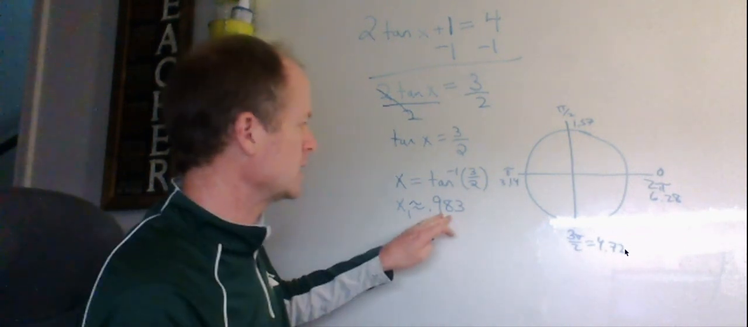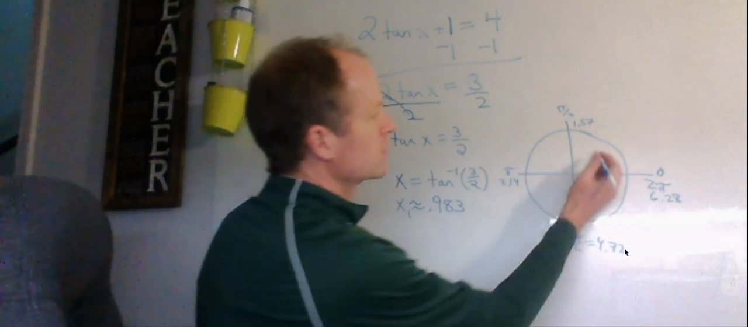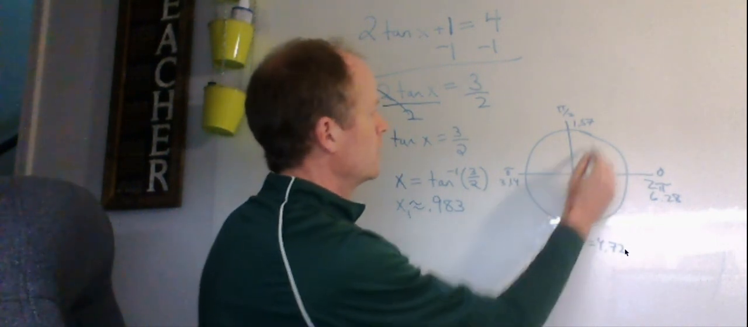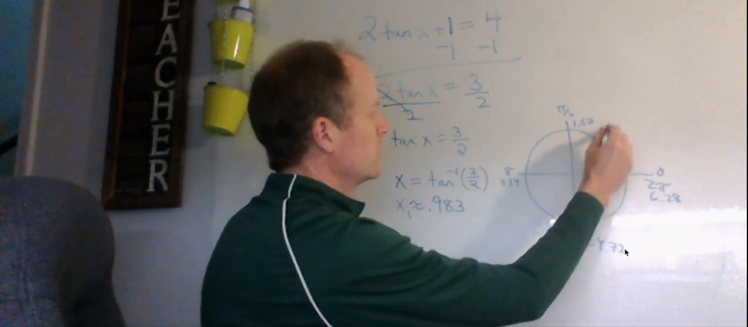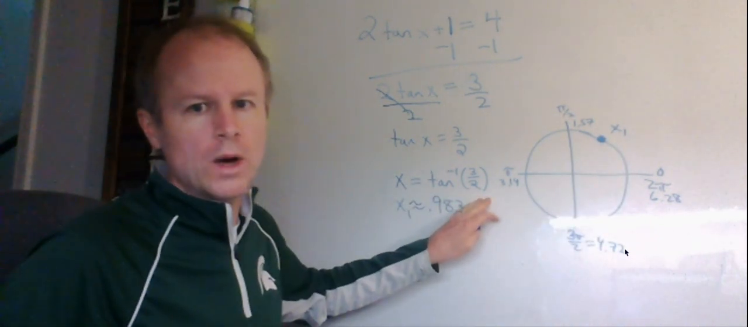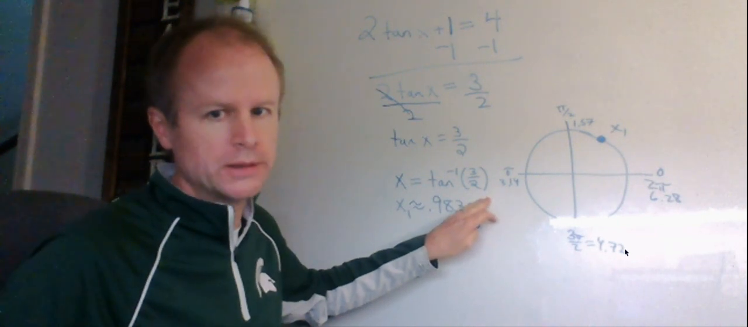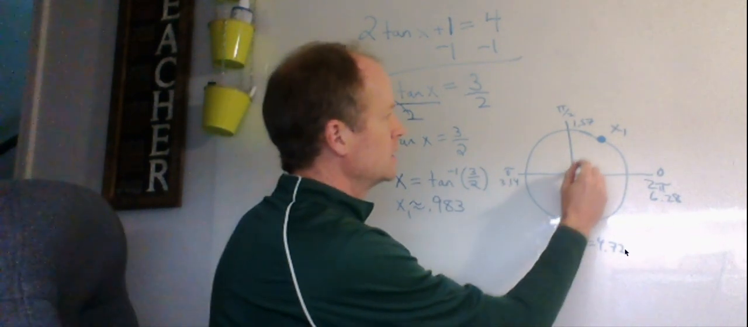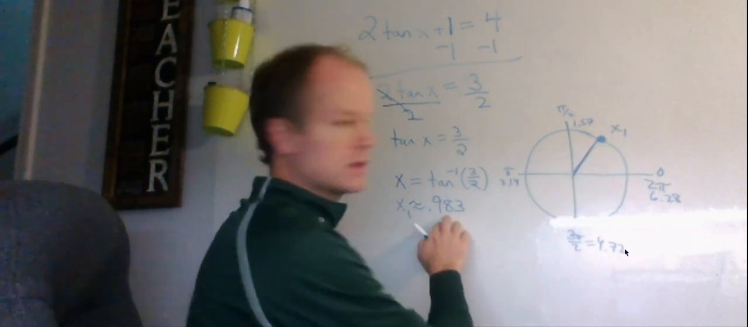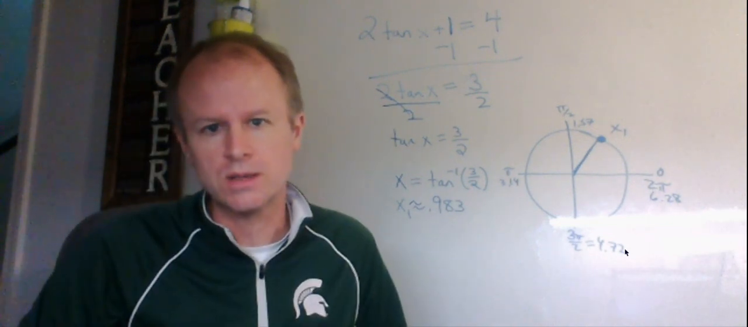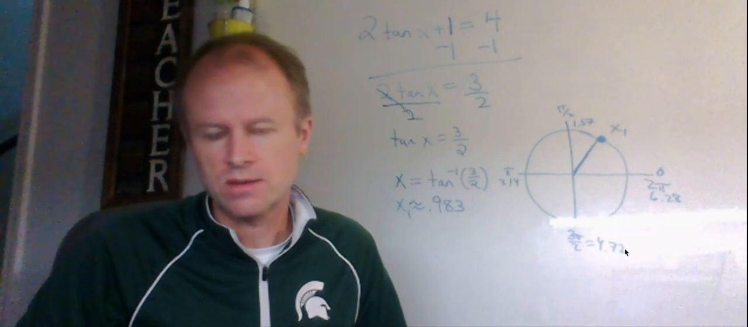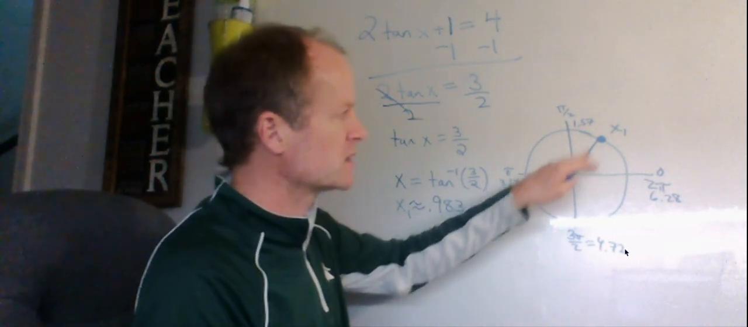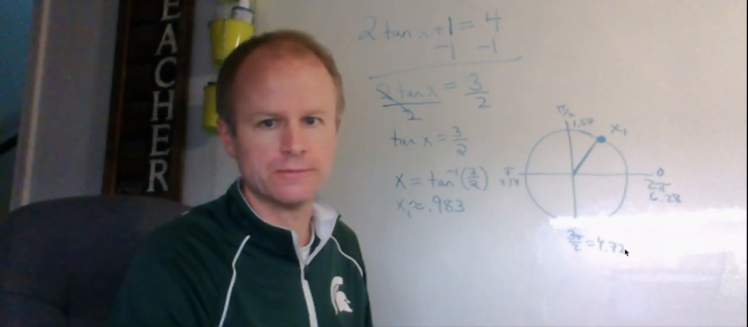So if I think about 0.983, it's going to be somewhere about right here, and I'm going to call this x1. What we just figured out is what angle has a slope of 3/2 on the unit circle. So this angle, 0.983 radians. And if you really wanted to, you could change it to degrees and figure out what that is in degrees, if that's easier to think about. But that is one angle where we have a slope of 3/2.